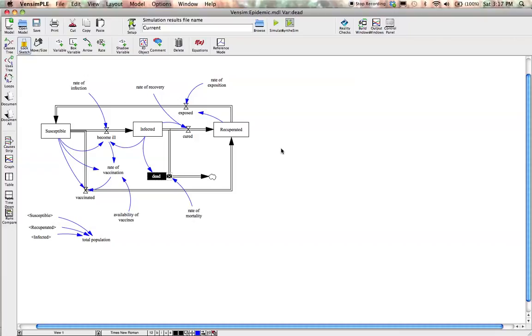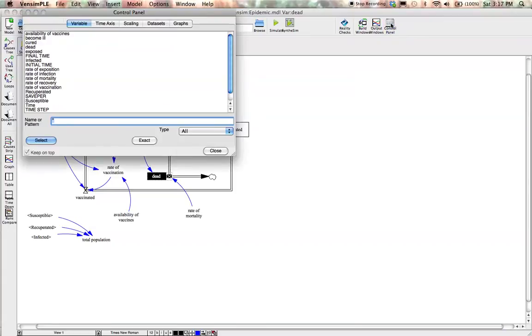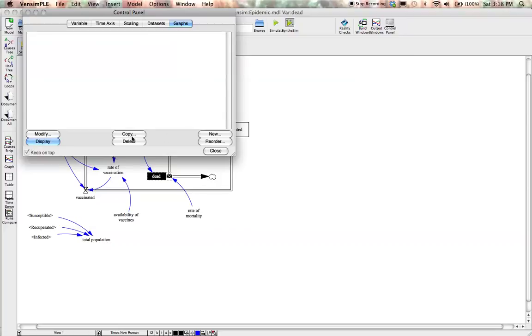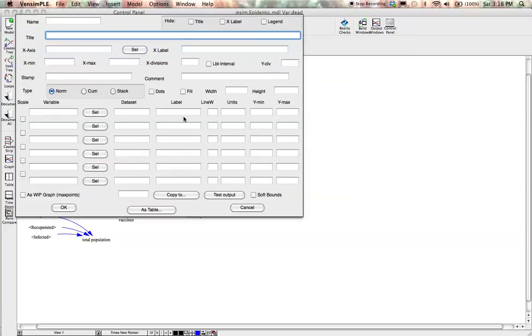So that's pretty much it for this model of interaction. You can play around with this a little bit. One thing you can do, and we can try it here on the fly, is define a new graph. We're going to call it epidemic cohorts, something like this, and these will be the susceptible, infected, and recuperated populations.